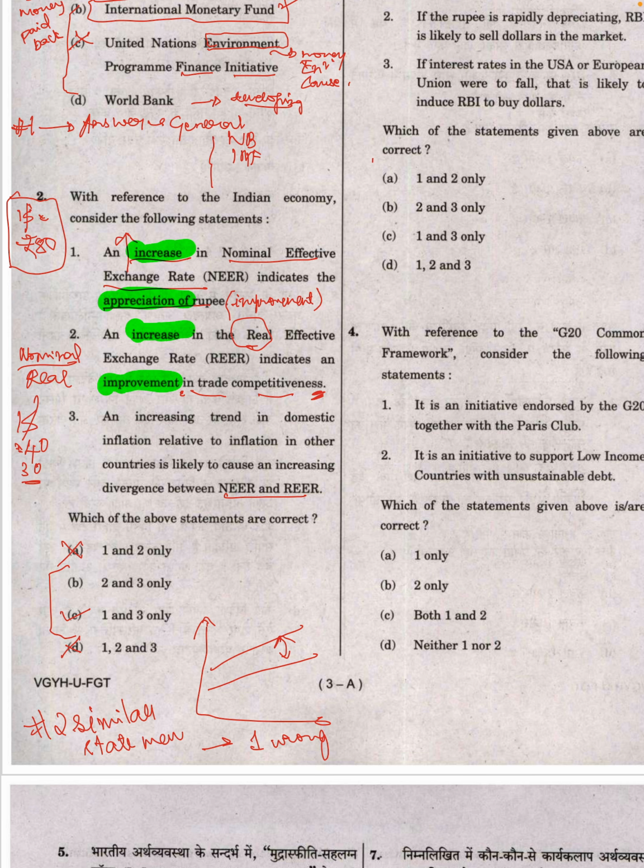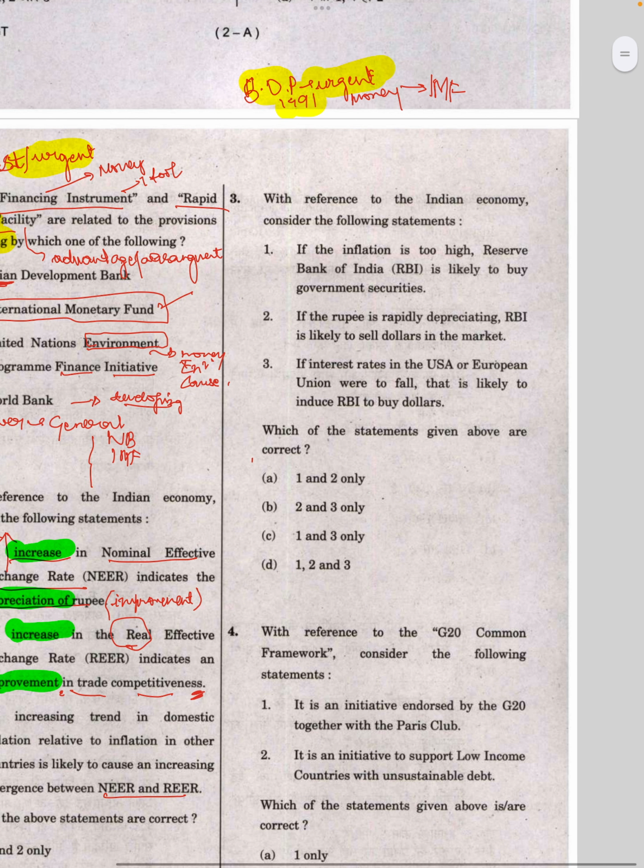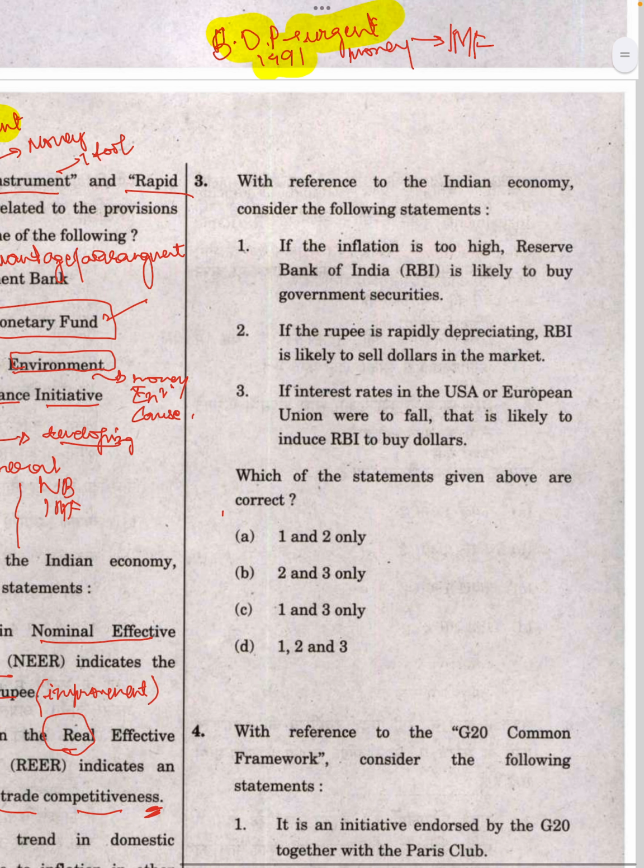We need to understand the concept of what is nominal, what is real. I'm just focusing on the elimination techniques here. Whenever I'm taking economy, I'll go in depth and tell you what is nominal, what is real, nominal GDP, real GDP, effective exchange rate, how it happens. I just want you to focus on the elimination techniques involved. This question's focus would be two similar statements, one statement is wrong. That is the elimination rule here. Next question, let's go.